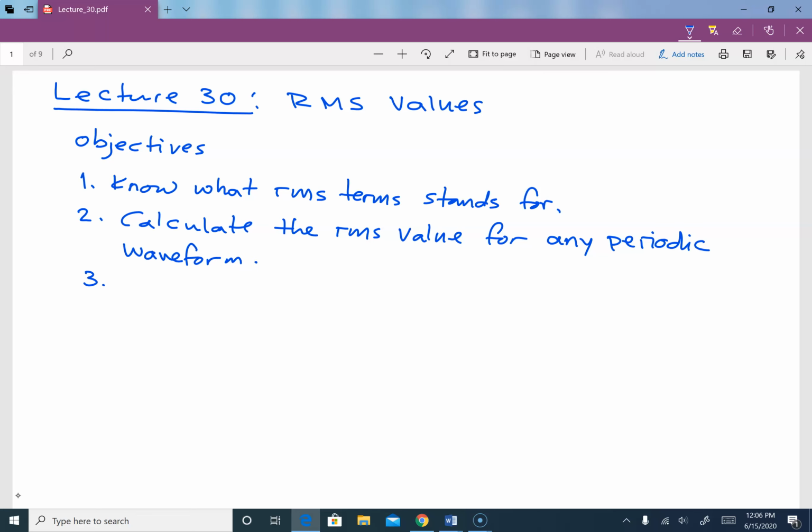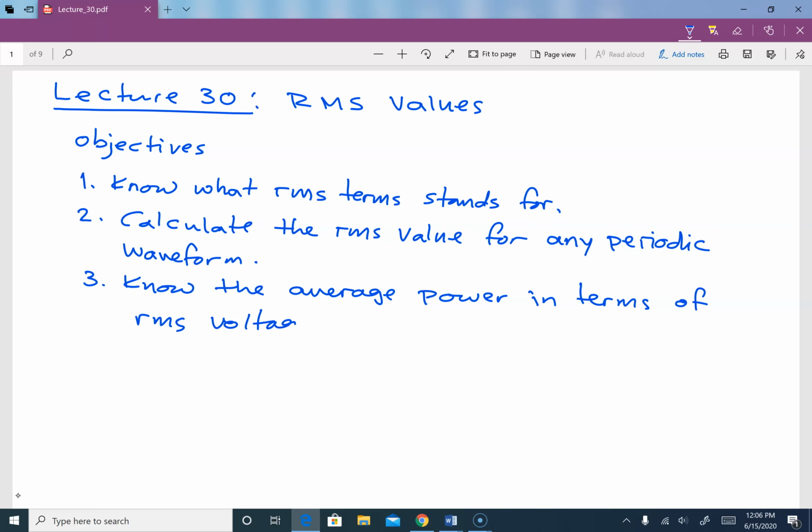And the third objective is to know the average power in terms of RMS voltage and current.